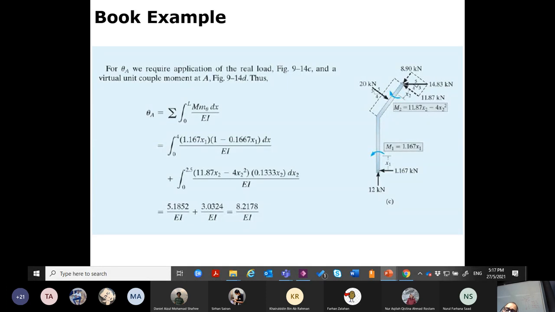So this 14.87 into x2, minus, because this is 8x. If you are taking from here, 8 into x2 into x3 by 2, so 4x square. For this x2, we are taking from here. So the m2 equation is 11.87 x2 minus 4x2 square, and for that is 1.167 x1. Only this diagonal member is a little tricky. It is nothing engineering, it is only the trigonometry because it is a diagonal member. Is that clear? Is that clear?